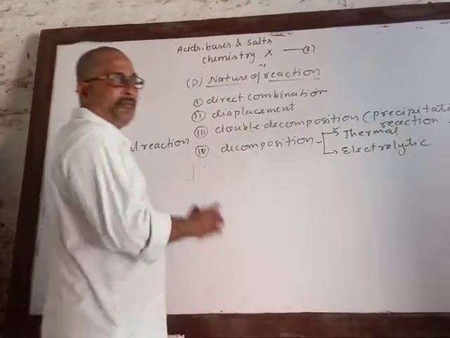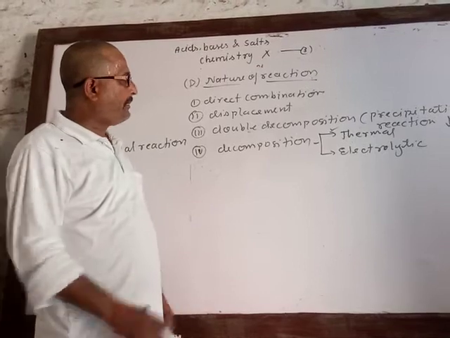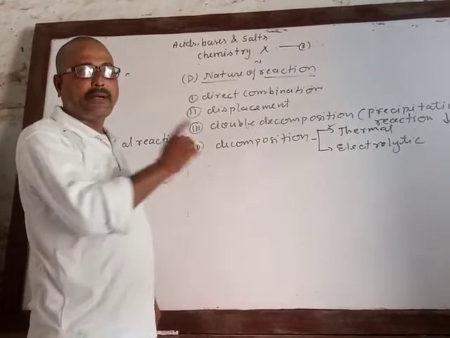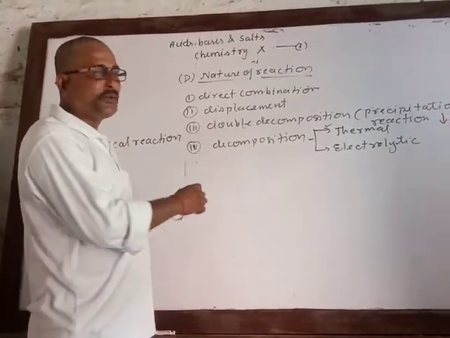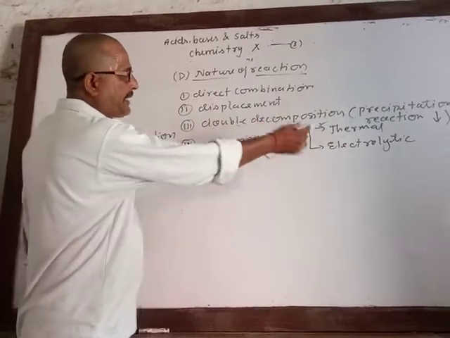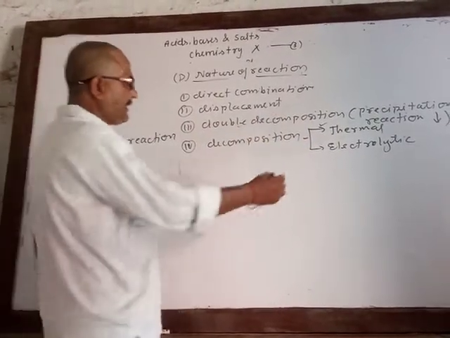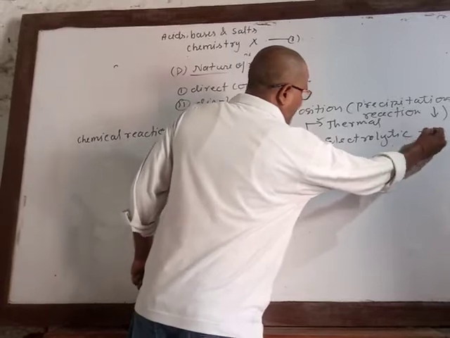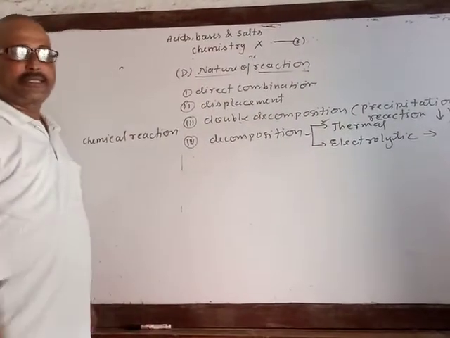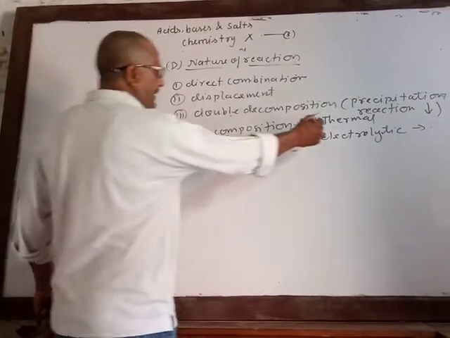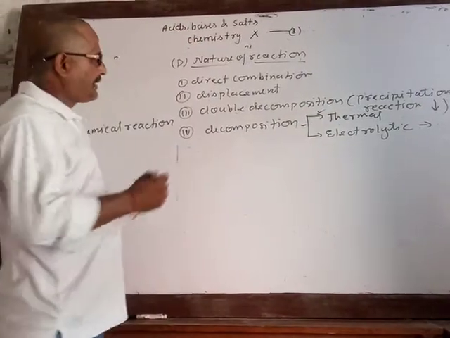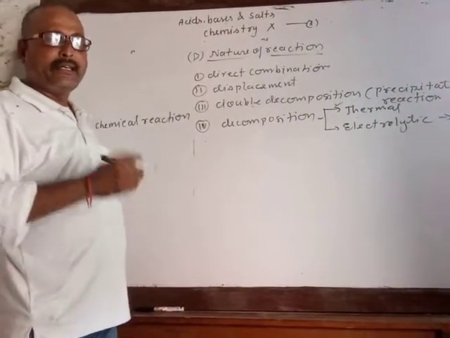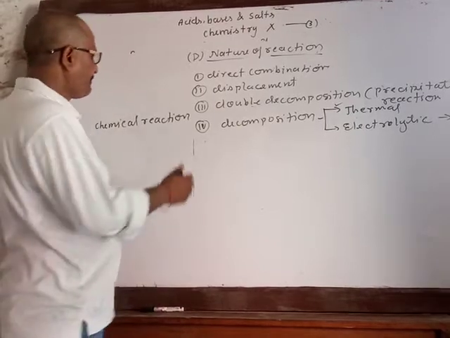Electrolytic means dissociation of a compound due to passage of electric current in aqueous solution or molten state, and mostly it forms ions. This reaction, electrolytic reaction, is also known as dissociation. And in thermal reaction, you will also study ionization reaction. In that also, it forms ions.